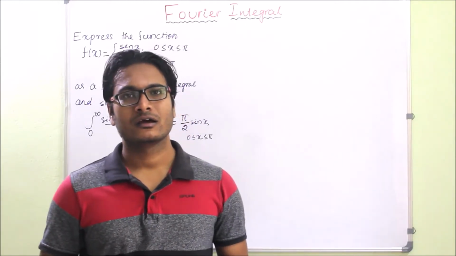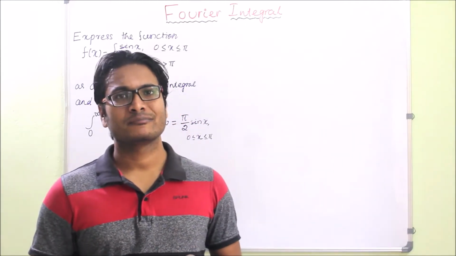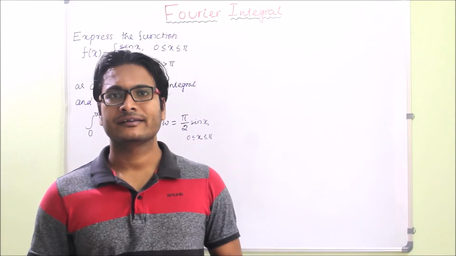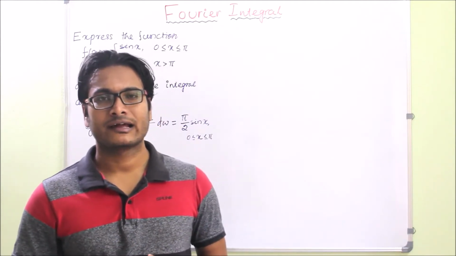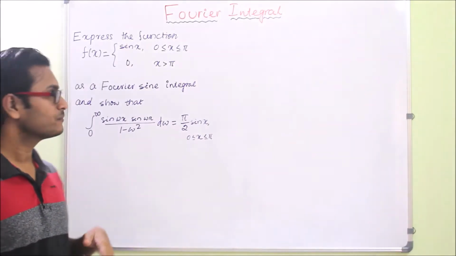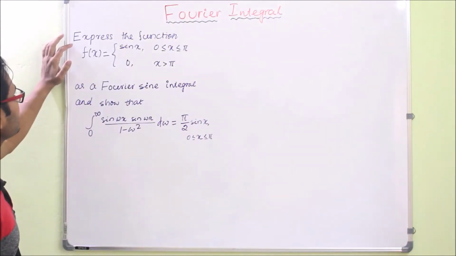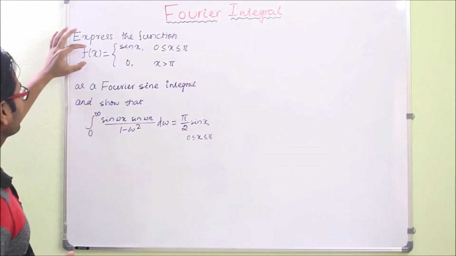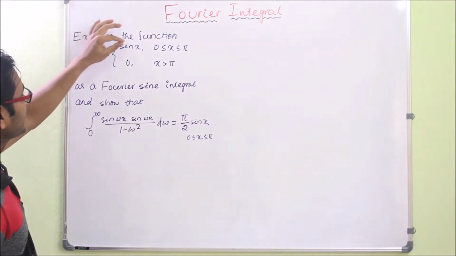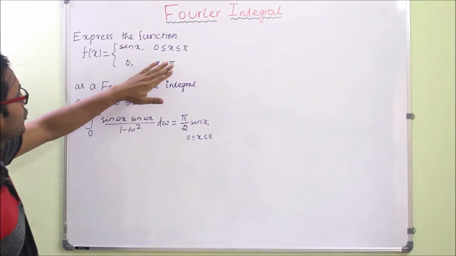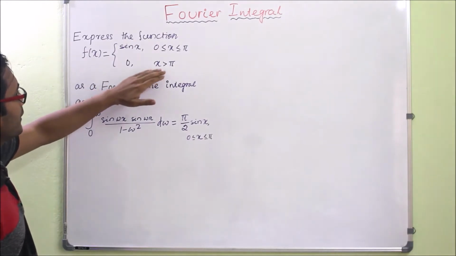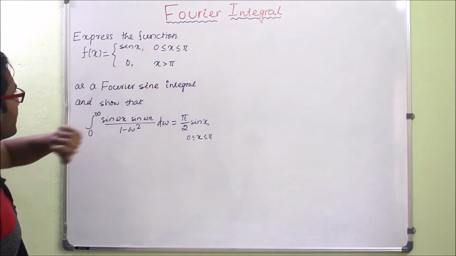Today we will see one important example problem to find the Fourier integral, and we will see what the problem is. The problem is to express the function f of x, where f of x is sin x when x lies between 0 to pi and 0 when x is greater than pi.